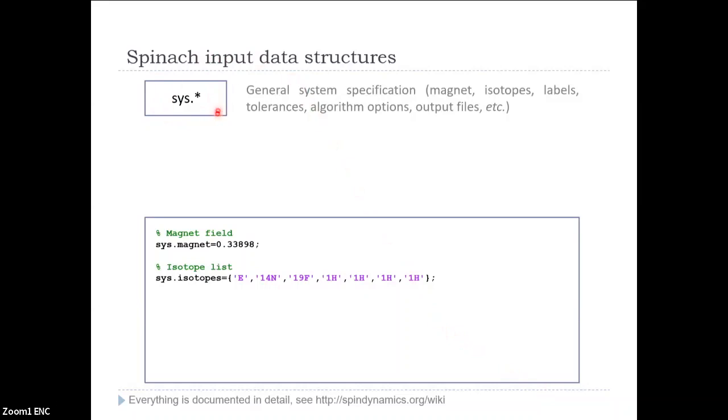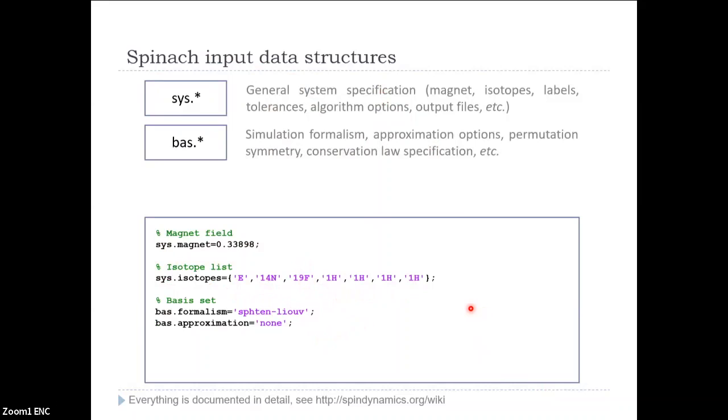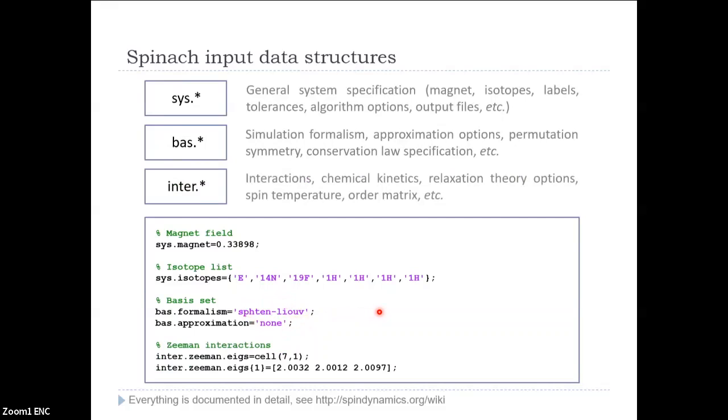There's a sys, which is just system specification, like sys.magnet, 0.3 Tesla, that's your standard X-band EPR. Sys.isotopes: you have electron, nitrogen 14, fluorine 19 and 4 protons. Then there's a bas, that's your formalism and basis set, and you can see why it's called SF10 Liouville, right? It's spherical tensor basis set in Liouville space, and yay, you now know what those words actually mean. All right, so no approximations in this case.